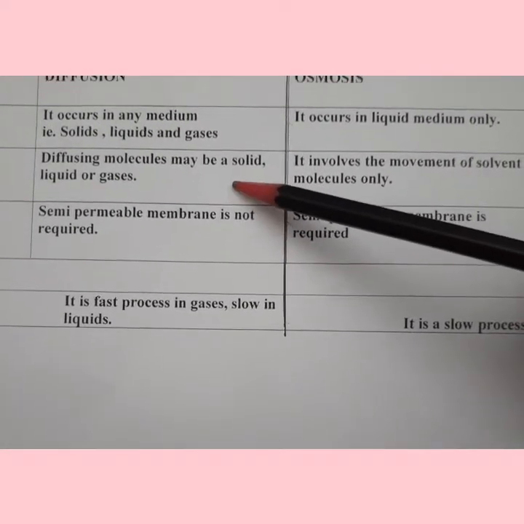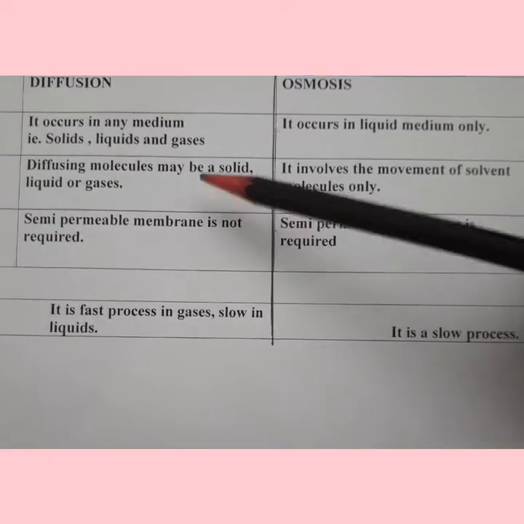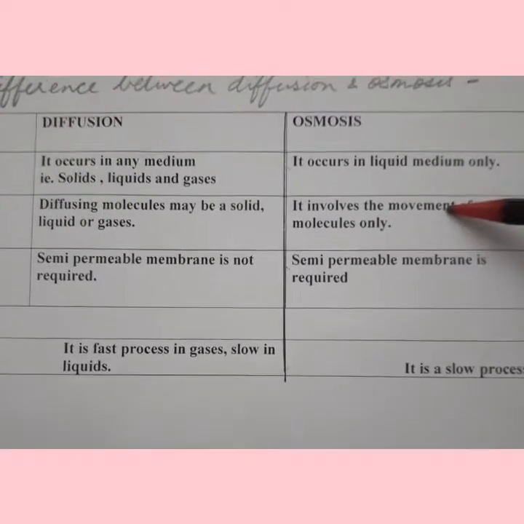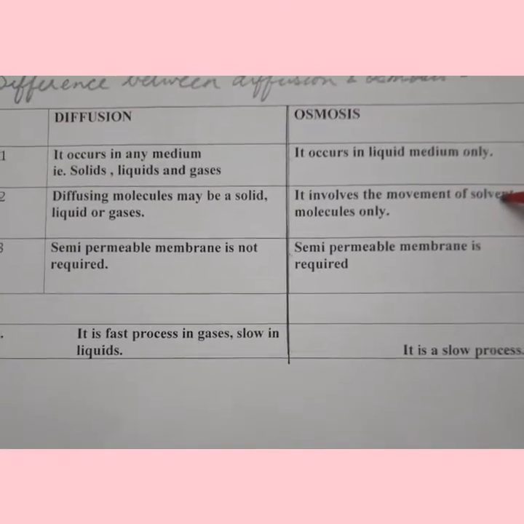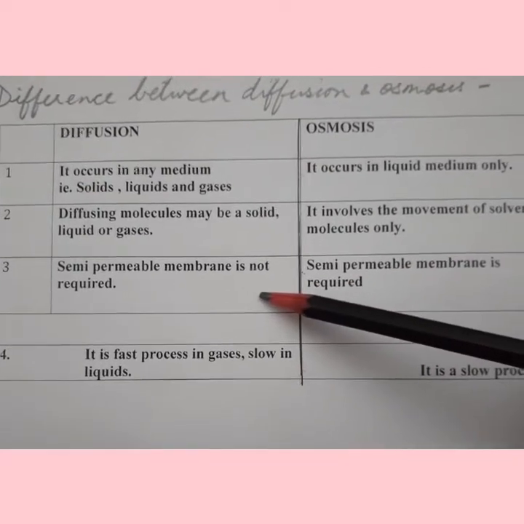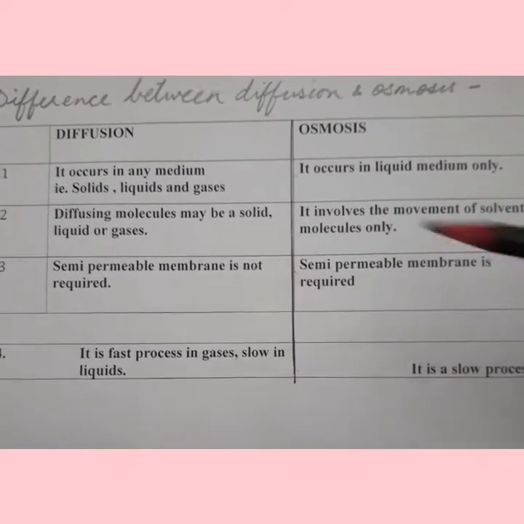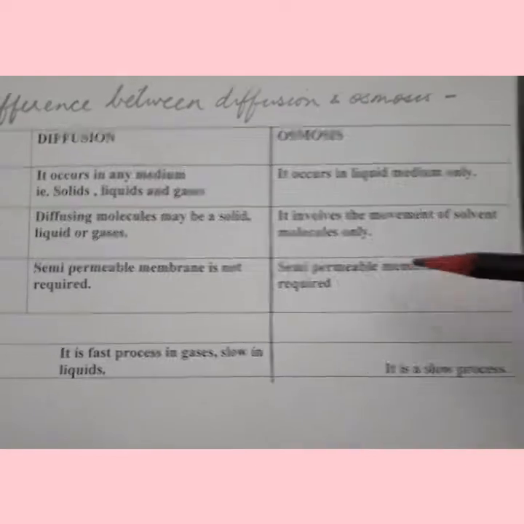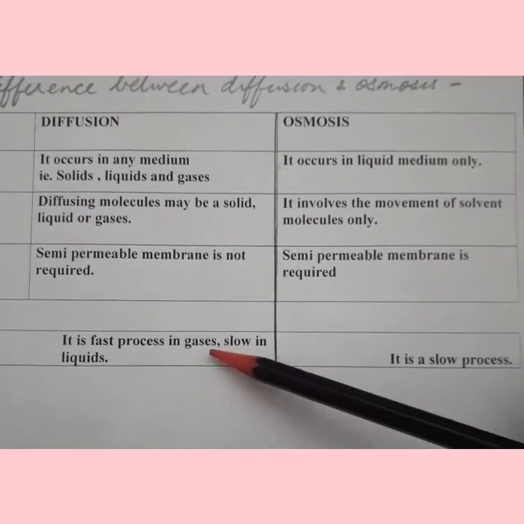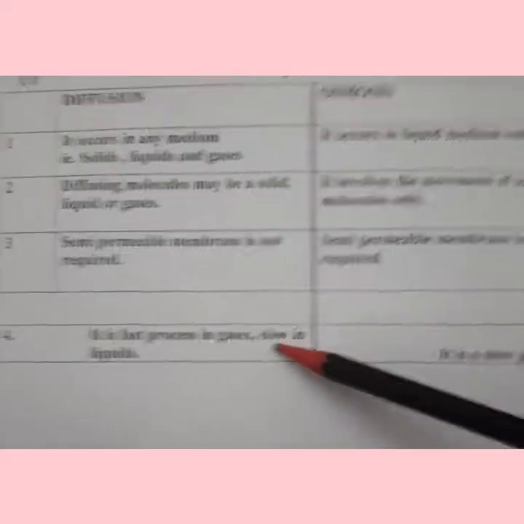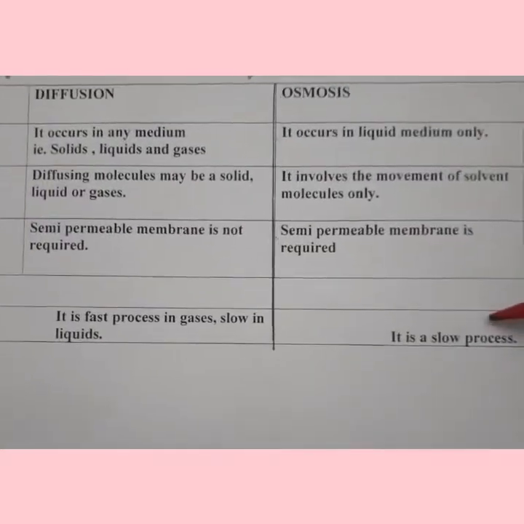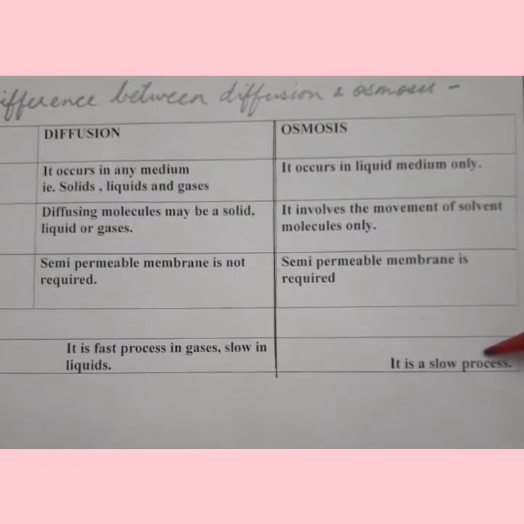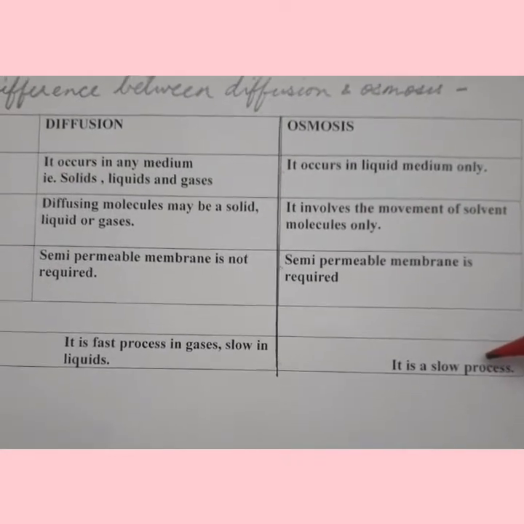In case of diffusion, the diffusing molecules may be solids, liquids or gases. But in case of osmosis, it involves only the movement of solvent molecules. In case of diffusion, a semi-permeable membrane is not needed, whereas in osmosis a semi-permeable membrane is required. Diffusion is a very fast process in case of gases, but it is slightly slower in liquids. But osmosis is a very slow process by which water molecules are absorbed by the roots in a plant.